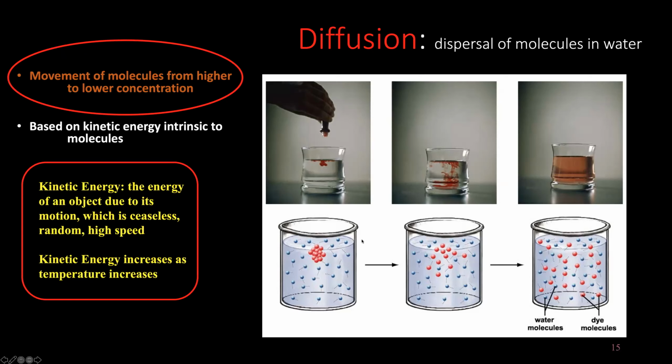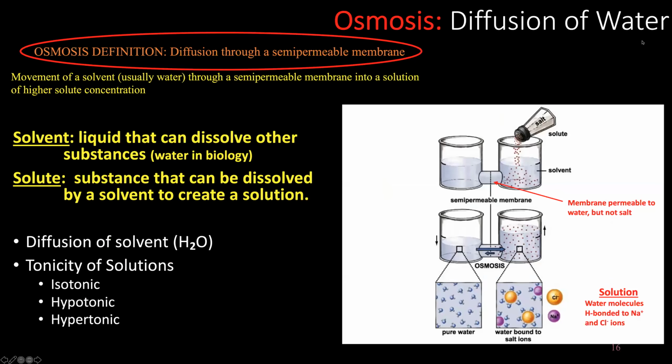That's diffusion. You can see that illustrated here with molecules. The red are the dye, the blue are the water molecules, and eventually they're evenly distributed. So that is diffusion. What is osmosis? It's the diffusion of water through a semipermeable membrane. So the difference between osmosis and diffusion is that with diffusion, there is no membrane. With osmosis, there is a membrane.